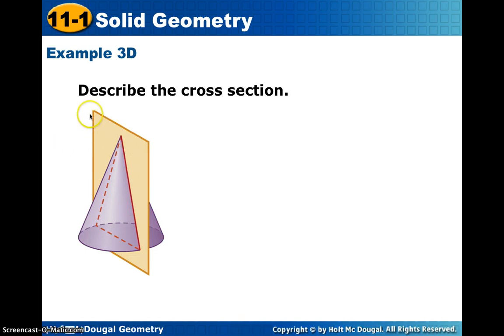Okay, well now if we had the same cone from the first one, but this time we're slicing it directly up and down, you can see that it's going to make a cross section that's a triangle.